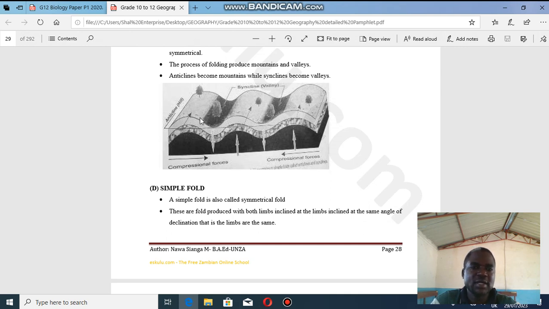As you can see, we have an anticline here. This where you are seeing trees growing on top, that is the anticline. Then this that looks like furrows, they are synclines. These are valleys, and the anticlines are mountains. The synclines are valleys. This is what happens when the compression forces act. The land tends to fold, forming these fold mountains, which contain anticlines and synclines. Anticlines become mountains, while synclines become what? Valleys.